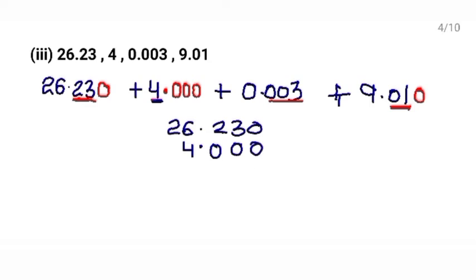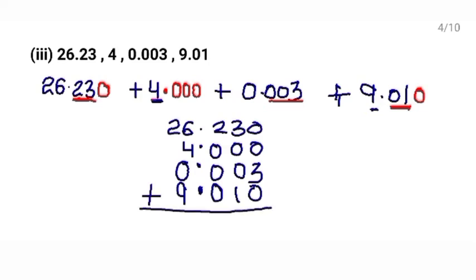Next number, decimal point below the decimal point. Before decimal 0, after decimal 0 0 3. Decimal point below the decimal point. Before decimal 9. And after decimal 0 1 0.